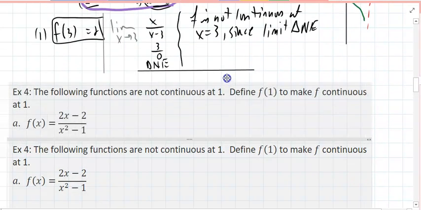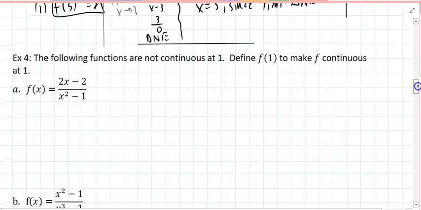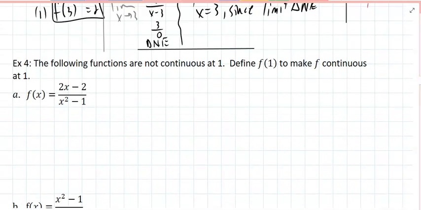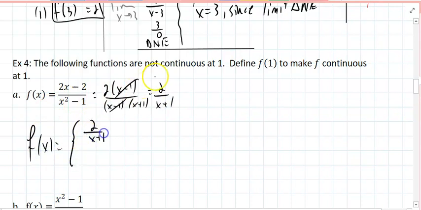Now they're saying, okay, can you fix it? They're saying the following function is not continuous at x equals 1. Define f of 1 to make f continuous. Well, what does that mean? This is actually, we just did that problem. If you think about this, that is 2 times x minus 1 over x minus 1 times x plus 1. So this is 2 over x plus 1. So f of x is 2 over x plus 1, but do you see what you canceled? Provided x does not equal 1.